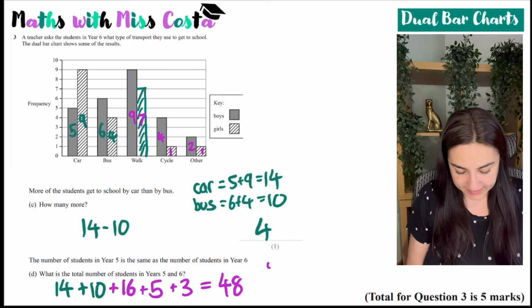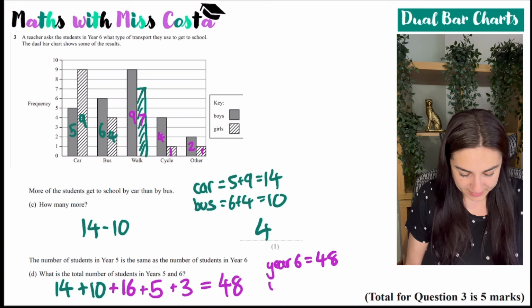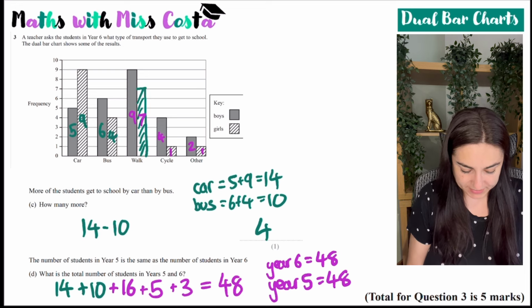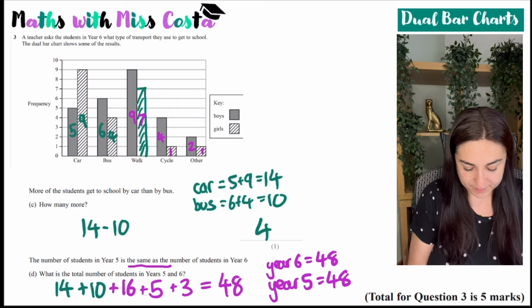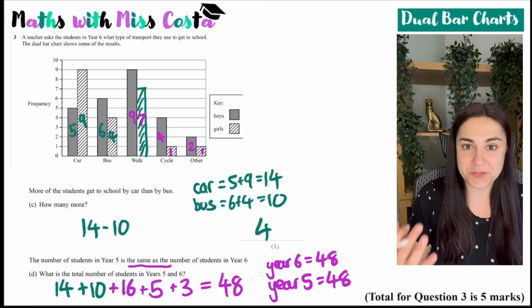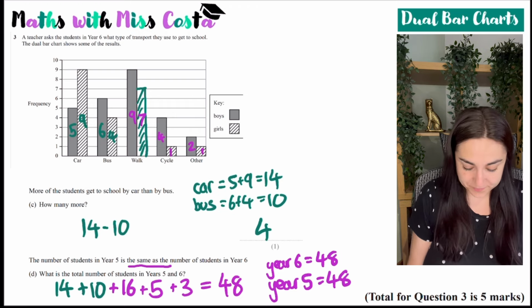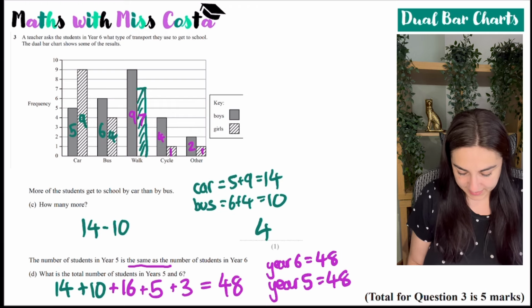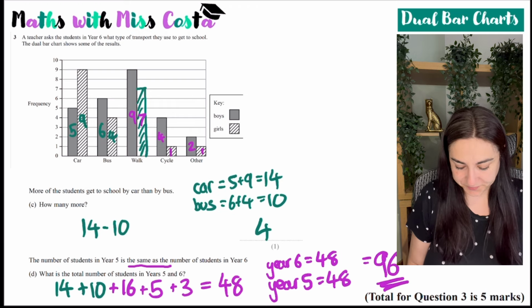So in year 6, there are 48 students, and therefore in year 5, there must also be 48 students because it says it's the same. So what is the total? Total means when I add everything together. So 48 plus 48 is 96.